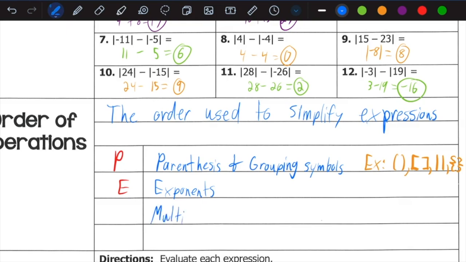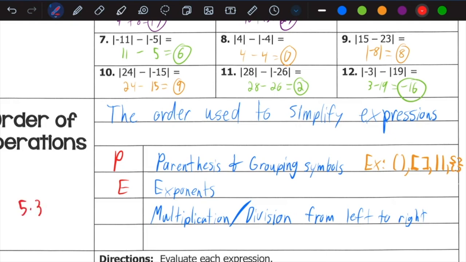Next, we do any multiplication and division from left to right. A lot of people end up making a mistake on this step where they automatically do all multiplication first and then do all division afterwards. However, that's not how this step is actually applied. What we do is whatever we see first, we do first.